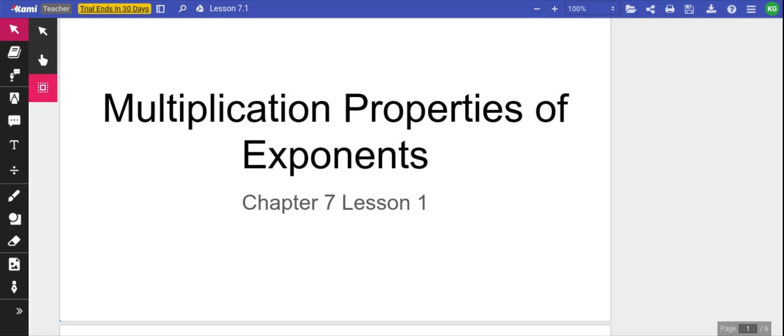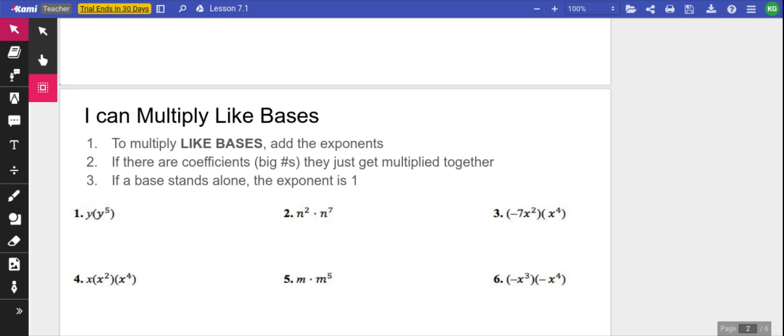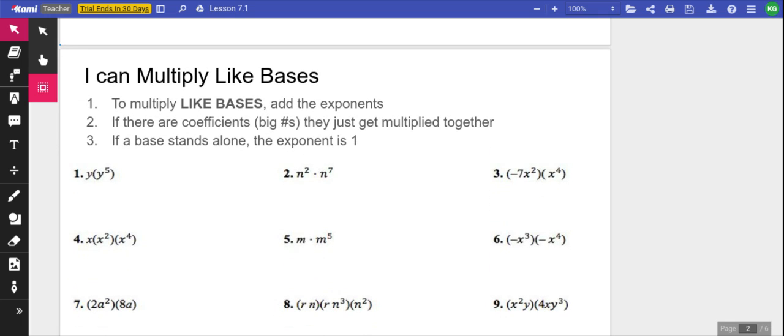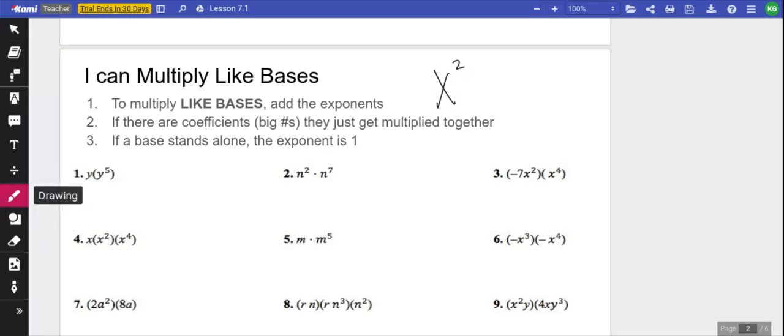Chapter 7, Lesson 1, Multiplication Properties of Exponents. So what we're going to be doing today is we're actually going to start multiplying like bases with exponents. So remember, whenever you have a number with an exponent, the big number is called the base, and the top number is called the exponent.